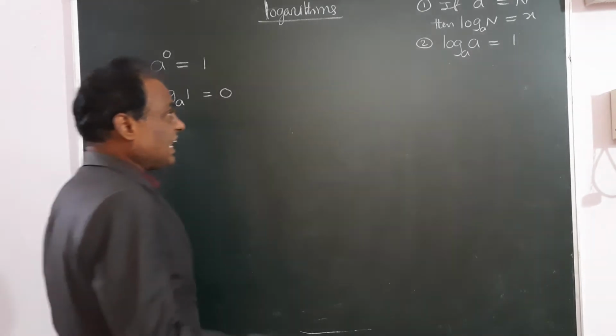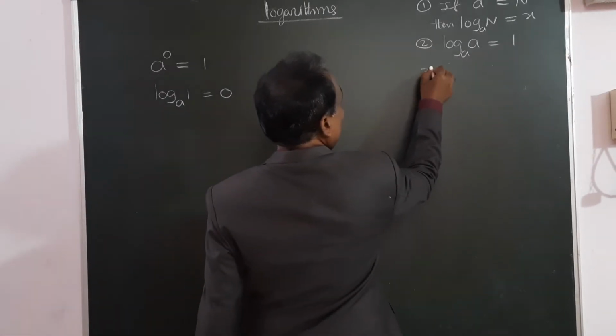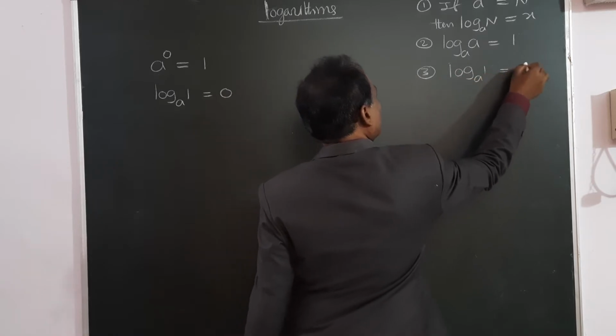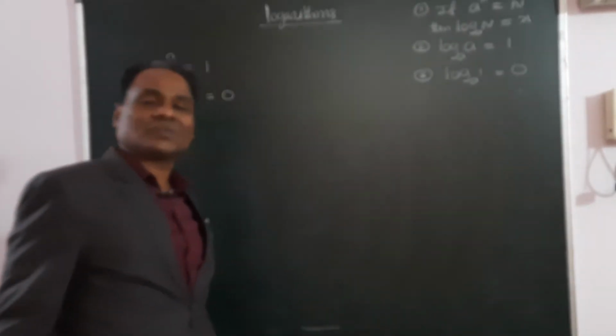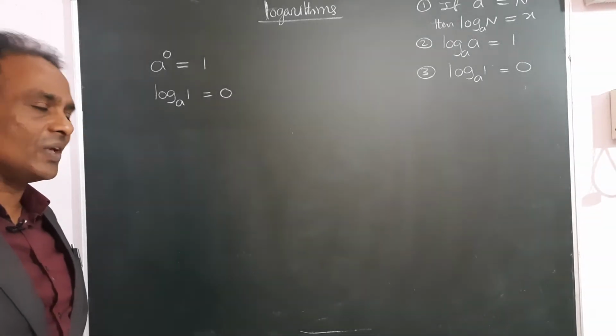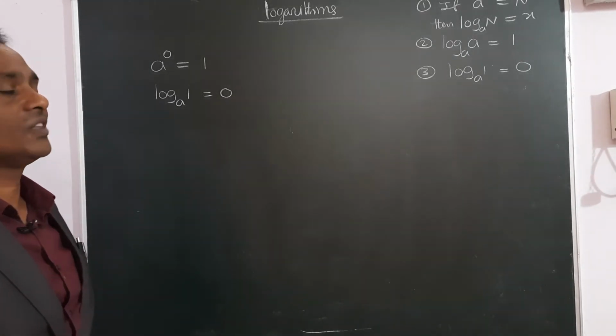That means the logarithm of 1 to any base is 0. Log 1 is 0. Logarithm of 1 is 0. Log 1 to any base is 0. That is another formula.